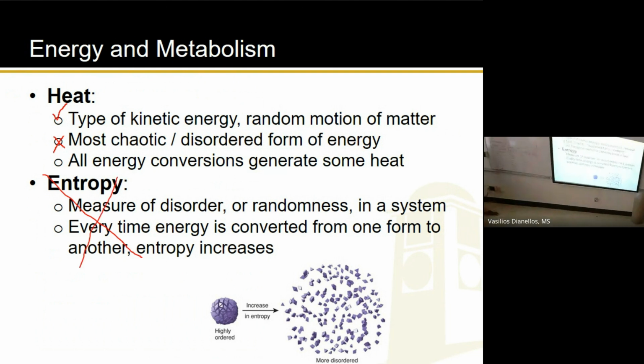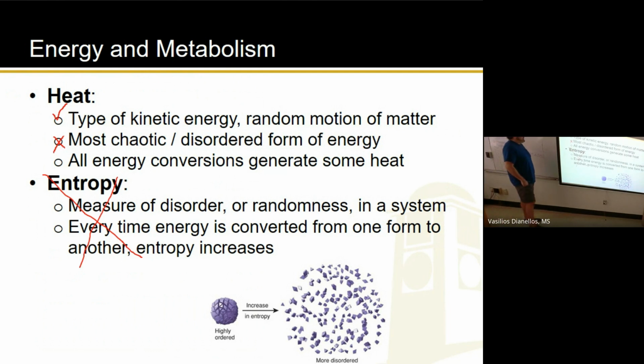I'm going to define it for you. Entropy is the measure of disorder or randomness in the system. And I will tell you that every time energy is converted from one form to another, entropy increases. But now that I've told you that, because it's in the textbook, go ahead and brain dump it if you want.